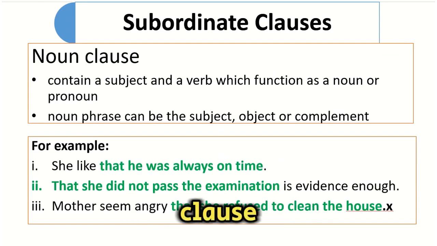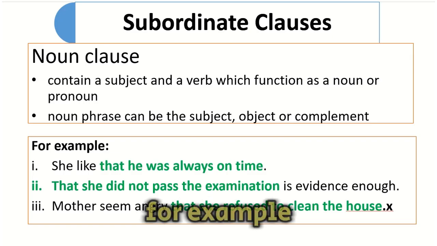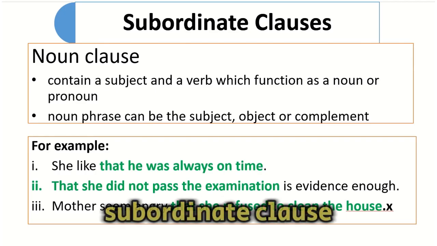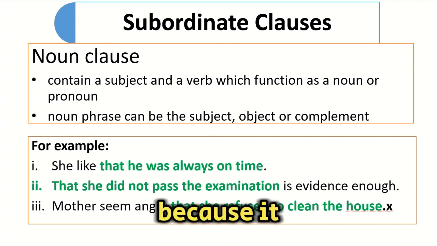Under subordinate clause, let us begin by explaining what a noun clause is. A noun clause will contain a subject and a verb which function as a noun or pronoun. A noun clause can be the subject, object, or complement. For example, if we say, she liked that he was always on time. That he was always on time is a subordinate clause because it contains a subject and a verb and is functioning as a noun or a pronoun.